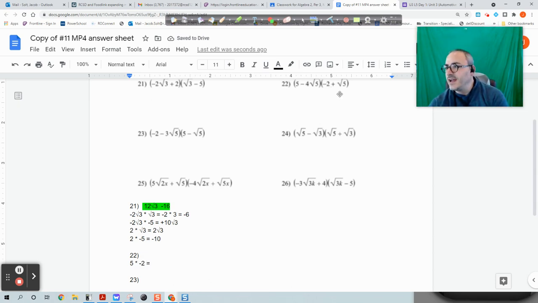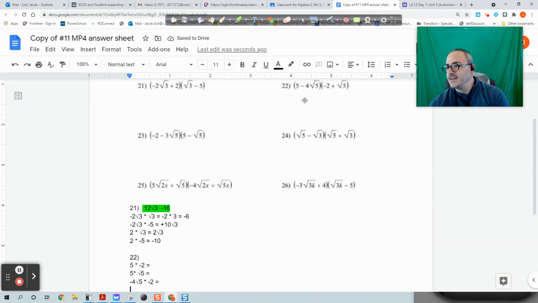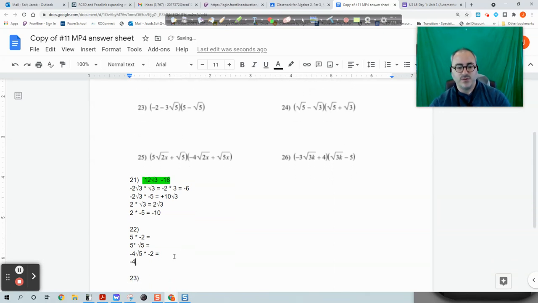Then I'm going to do 5 times radical 5. What is that? Then I'm going to do negative 4 times radical 5 times negative 2. I'll find out what that is later. And then I'm going to find out what negative 4 times radical 5 times radical 5 is.